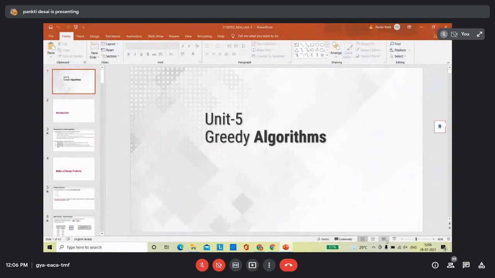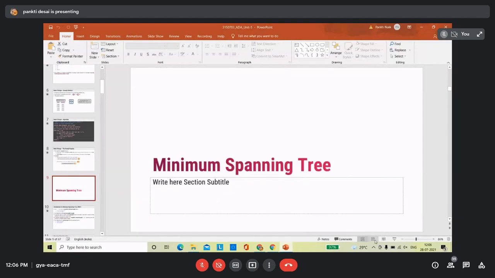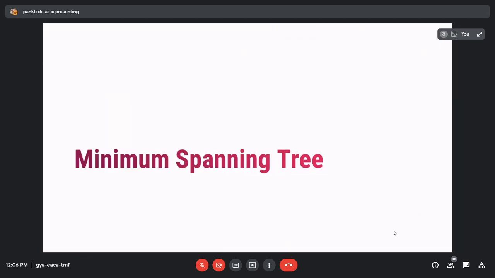So the next topic in greedy algorithm is minimum spanning tree. Minimum spanning tree is also one type of problem which we can solve using the greedy approach. There are two algorithms for generating a minimum spanning tree using the greedy approach. One is Prim's algorithm and the second one is Kruskal's algorithm.